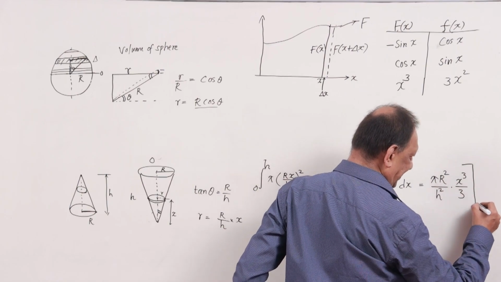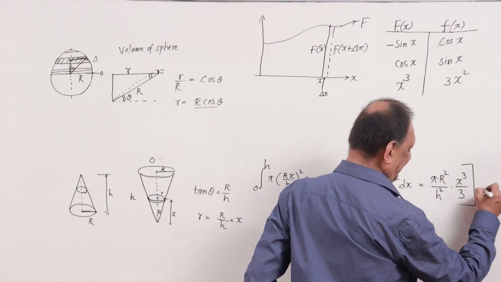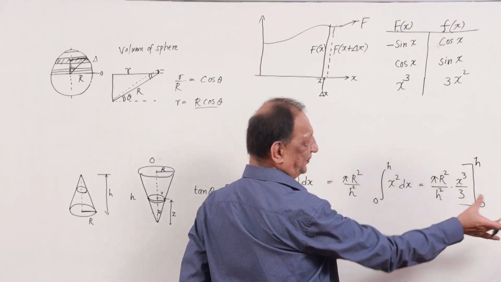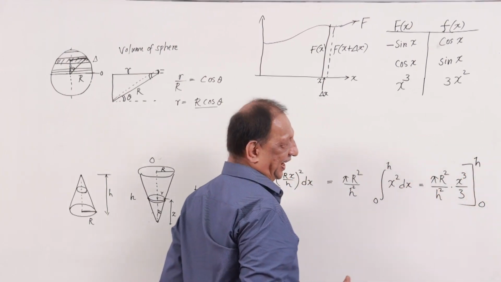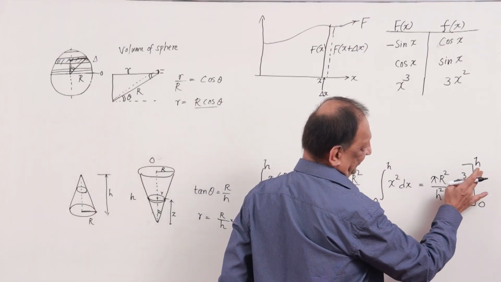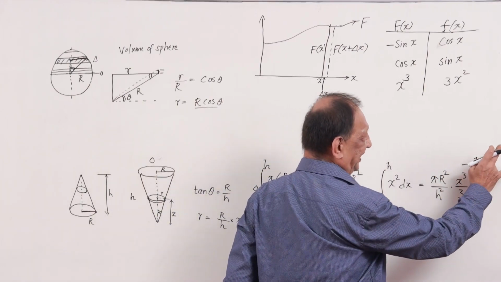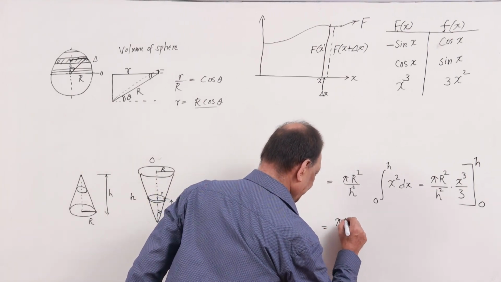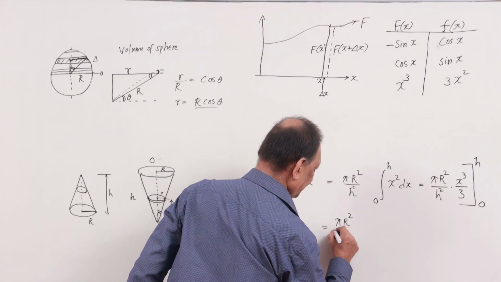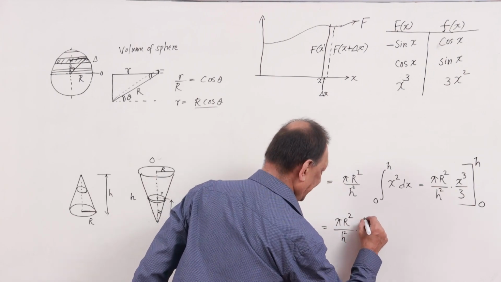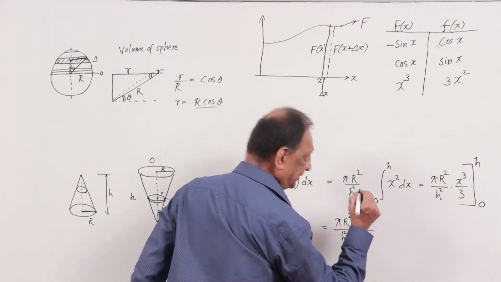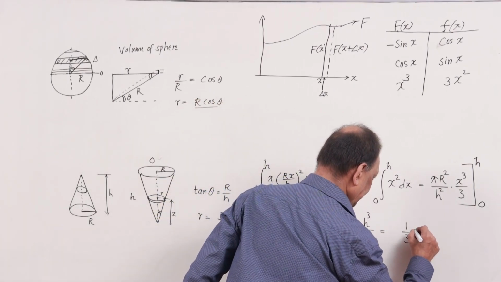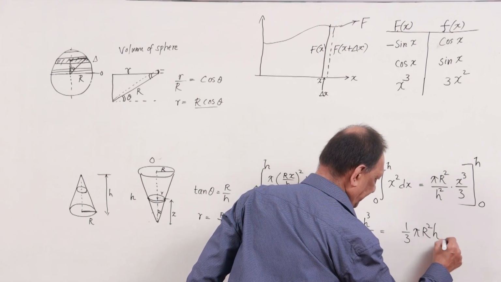And this we have to evaluate between 0 and h. That means you have to take the value of this expression at h minus the value of the expression at 0, correct? At 0 it is 0. When x is 0, the whole thing is 0 anyway, so we need to evaluate at h. And what is that value? It is pi R squared by h squared multiplied by h cubed divided by 3, correct? That is 1 by 3 pi R squared h.